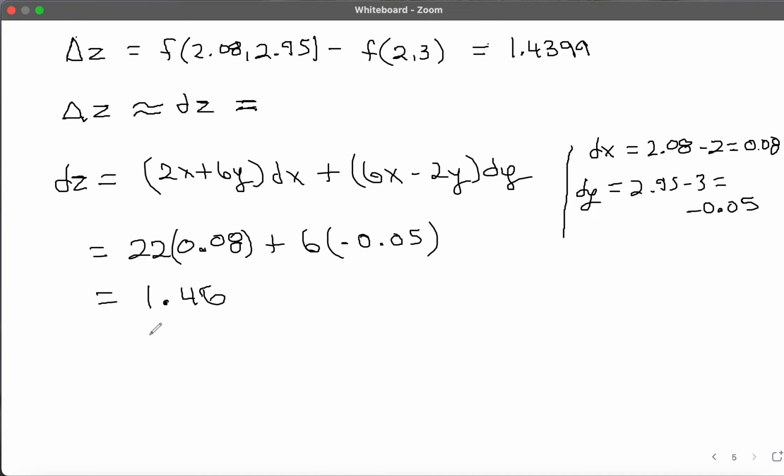So dz equals 1.46, and we're saying this value is our approximation of the change in z, or the change in the output of the function. And if we compare these, right? We said that dz is 1.46, and the actual change in z is 1.44 basically, if you round. And these are pretty close. So next time you're in a life or death situation without a calculator, and you need to approximate something, you'll be good to go. The world can count on you.